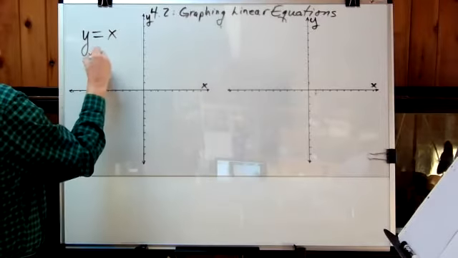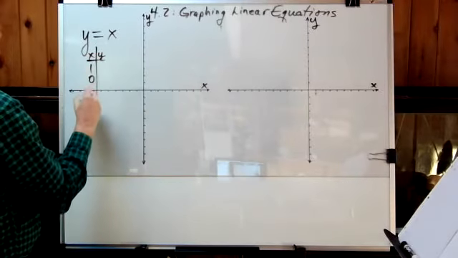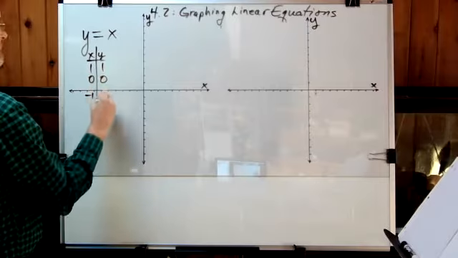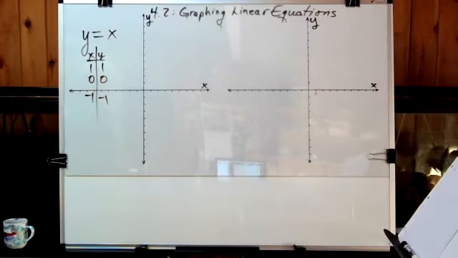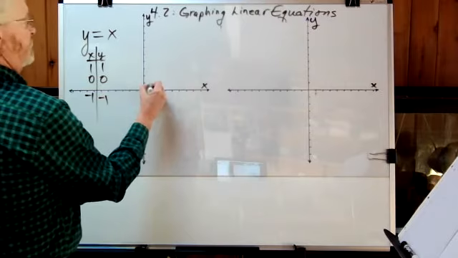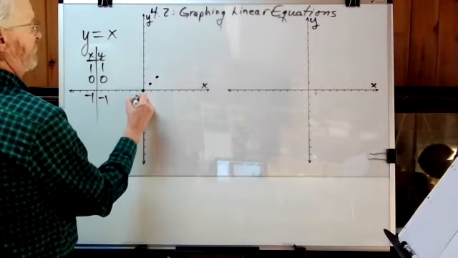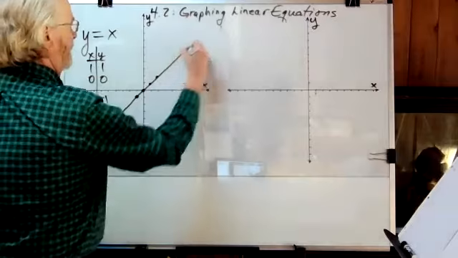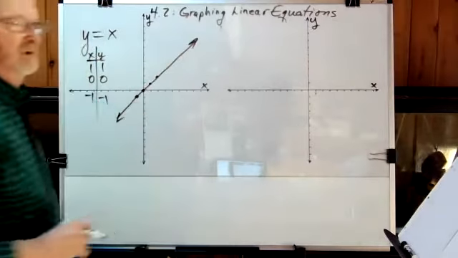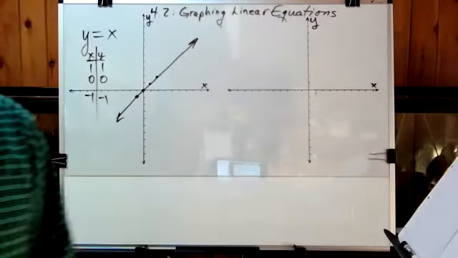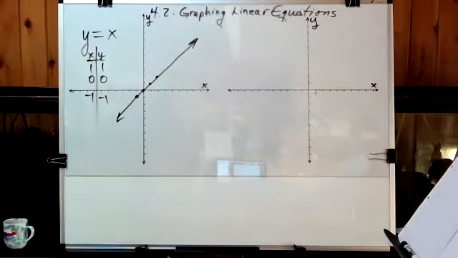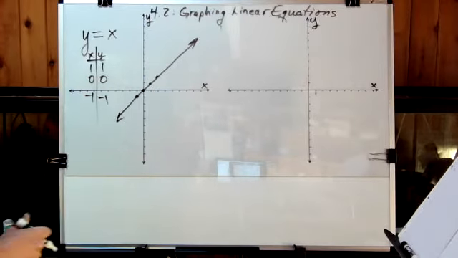Let's almost just talk this one through. Whatever I put in for x is going to be exactly the same for y. Y is equal to the x value. 1 gives me 1, 2 gives me 2, 0 gives me 0, -1 gives me -1. That line is the one that looks like a 45-degree angle, diagonal. So that's what that version looks like.